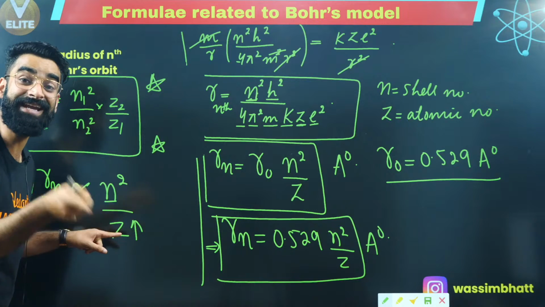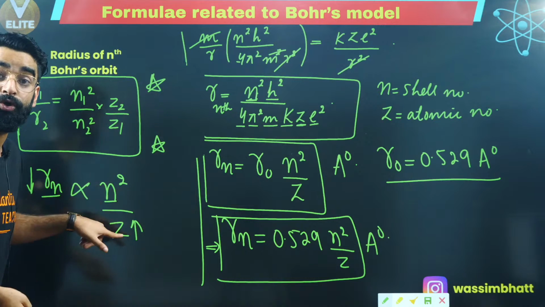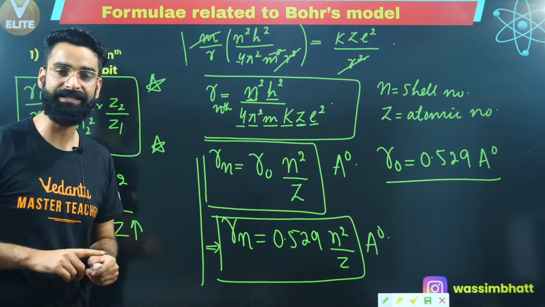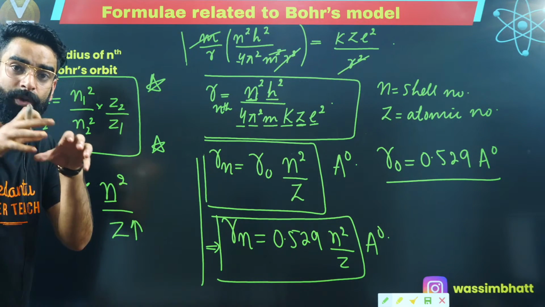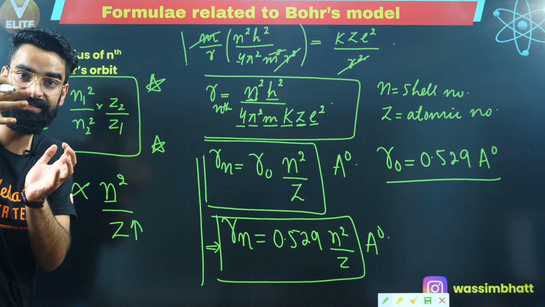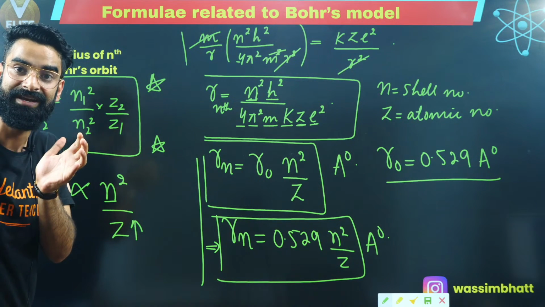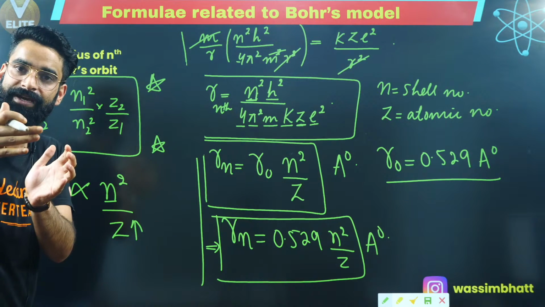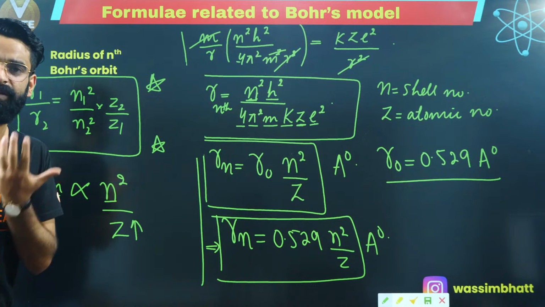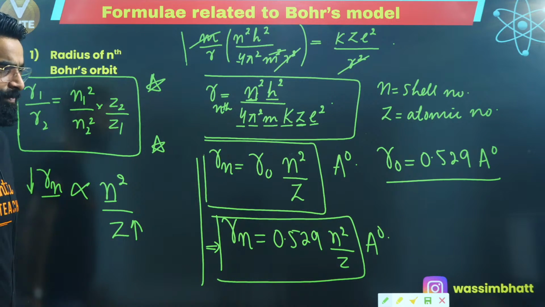Understand? Z means atomic number. Atomic number means number of protons. As the number of protons increases, can I say nuclear charge will increase? And once the nuclear charge increases, electrostatic force of attraction between the nucleus and the electron increases. And if the electrostatic force of attraction increases, the outermost electron will be coming closer, right? So what will be happening to the size? Size will be getting decreased. So you can say clearly, radius of the orbit is inversely proportional to z. More the value of z, less is going to be the radius of the orbit. As simple as that.